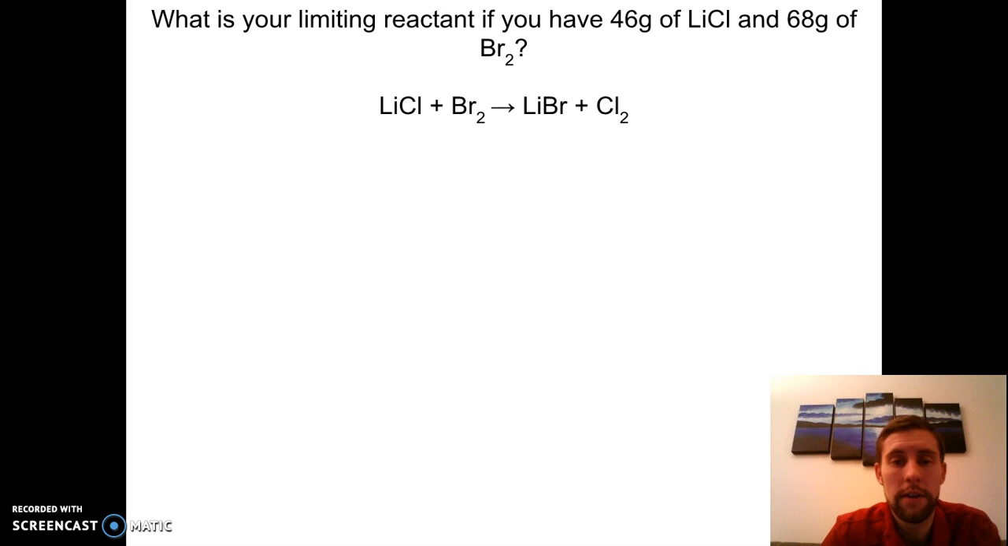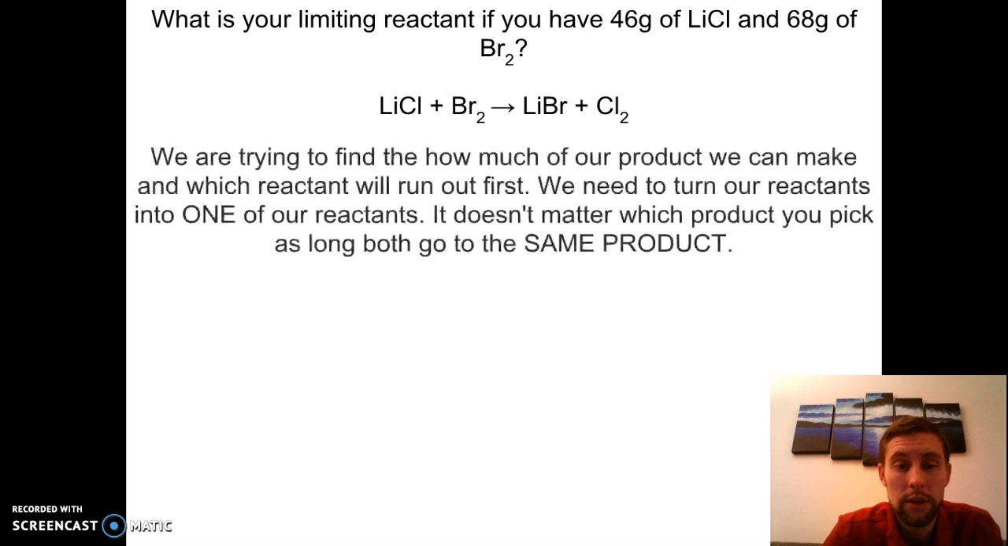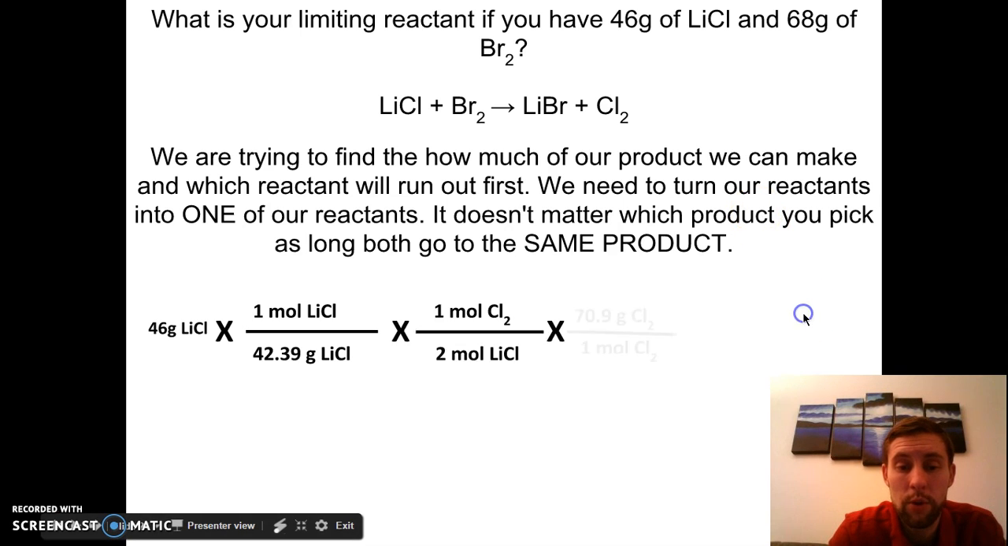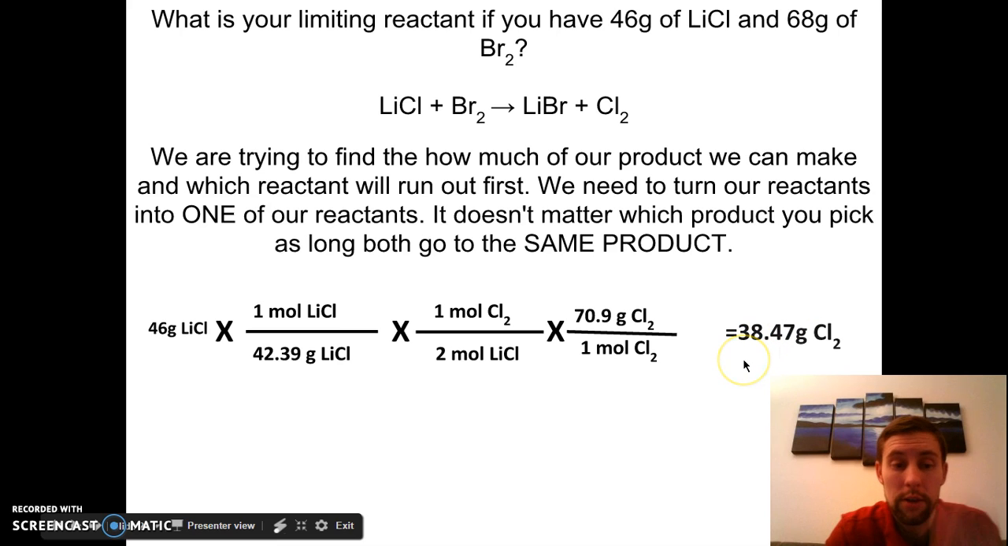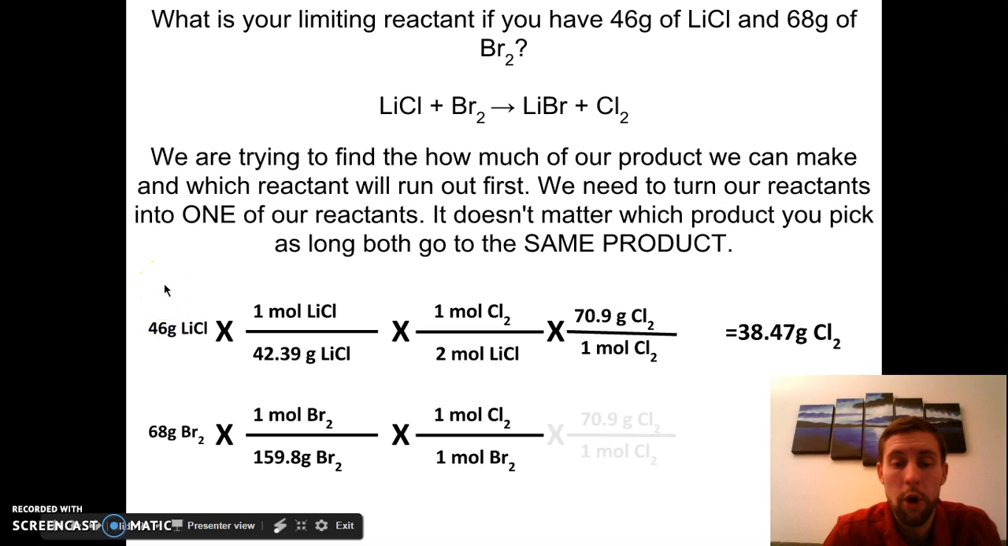Right, here's one last one. It's going to go really fast. So here's the question. Pause it, give it a shot, then come back to see how it works out. Limiting reactant, if you have 46 grams of lithium chloride and 68 of bromine. So now you got both of them. So we just go through and solve both of them. So when both go to the same product, you can pick either one. So I'm going to choose chlorine gas, because we've already done chlorine, so I know most of those numbers. So similar steps, but just a different starting amount. Do the same thing with bromine.